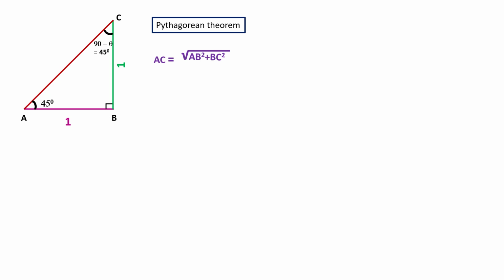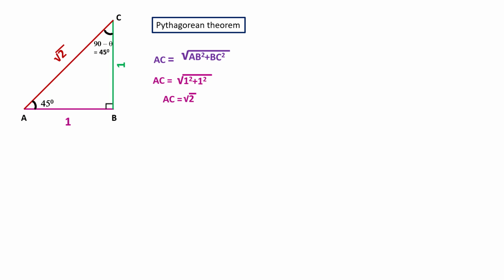So we have from the Pythagorean theorem AC is equal to square root of AB square plus BC square. Substitute the values of AB and BC as 1. Then you can find the value of AC as root 2. So we have the hypotenuse here equal to root 2.